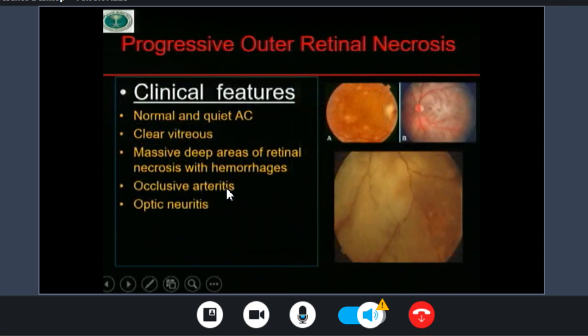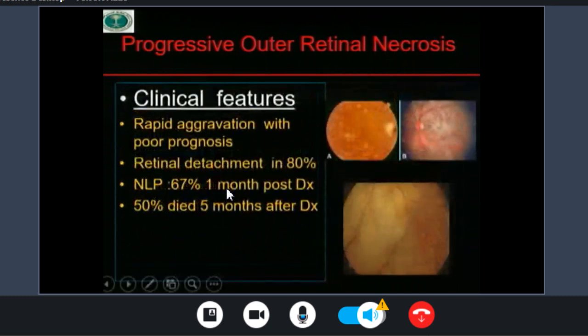In the clinical features of this patient, usually they have a normal and quiet anterior chamber, in comparison to acute retinal necrosis. They have clear vitreous. They have massive deep areas of retinal necrosis with hemorrhages and occlusive arteritis with optic neuritis. So this is the opposite of acute retinal necrosis, in an immunocompromised patient, and mostly this affects the posterior wall of the retina.